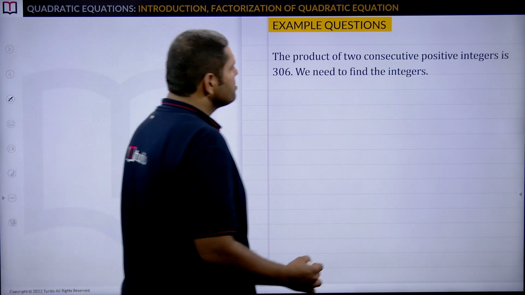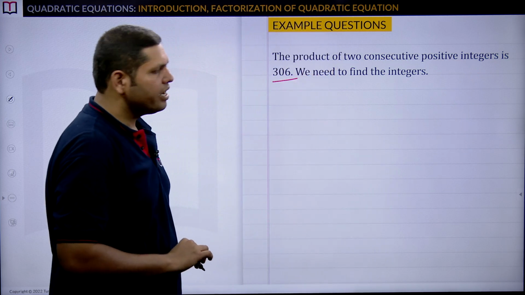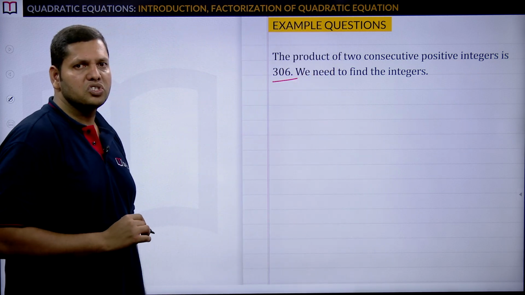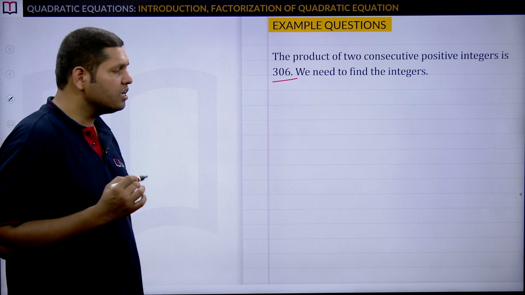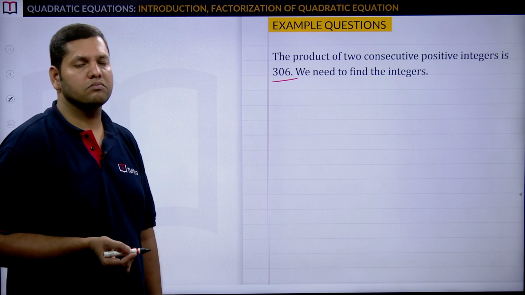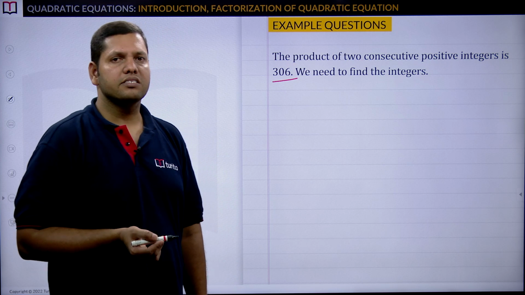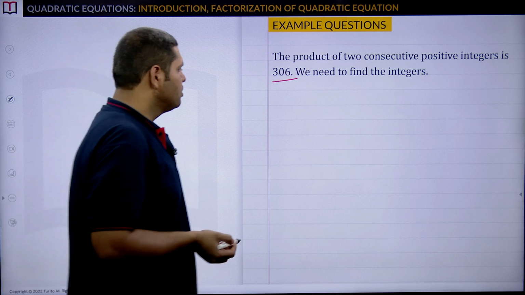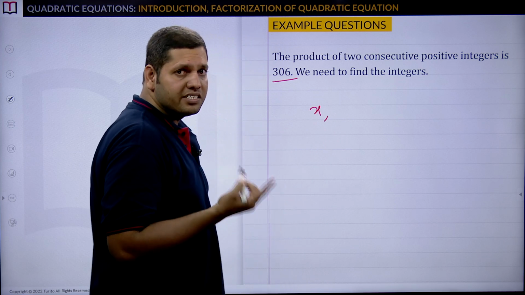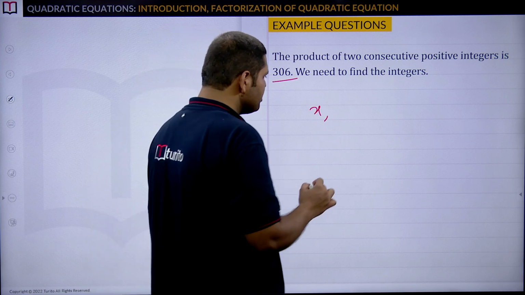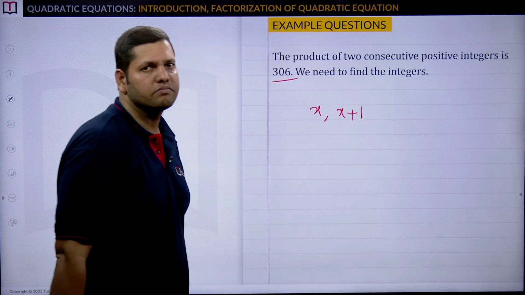Children, look at another question. The product of two consecutive positive integers is 306, and we need to find the integers, children. What is the meaning of consecutive positive integers? First, tell me, what is the meaning of consecutive numbers? Children, look here. If I take one number as x, what is the consecutive of this number? Can I say x plus 1? So the consecutive number is x plus 1.